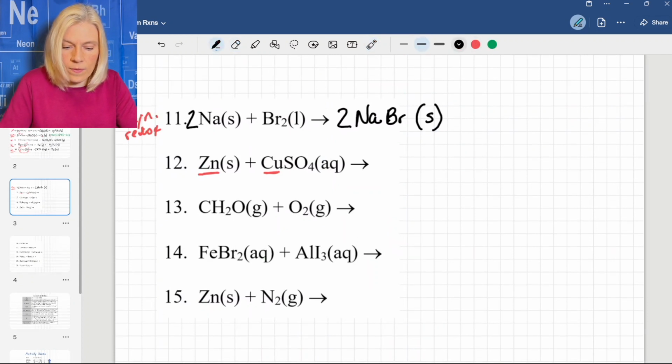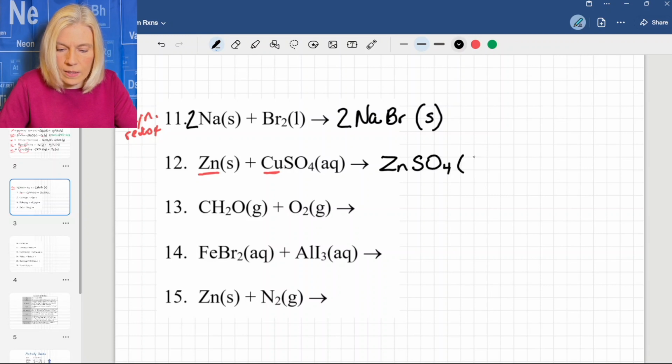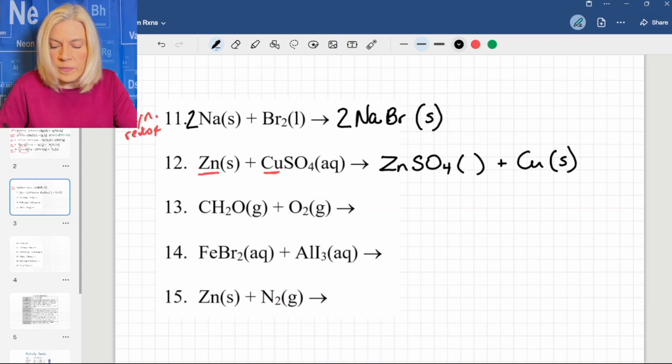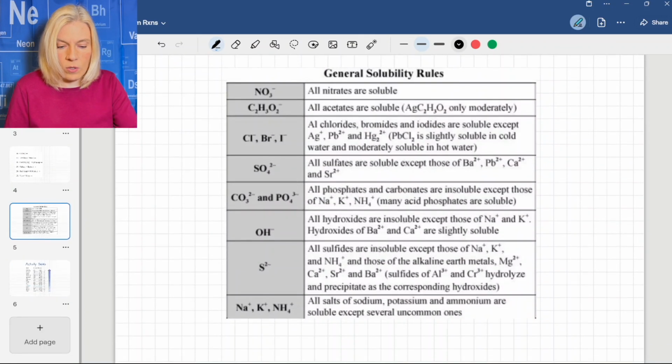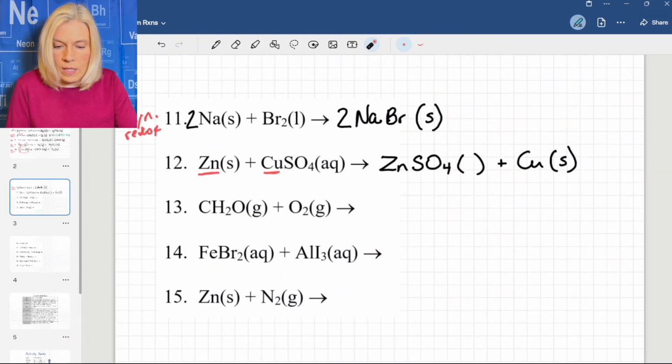So we will have zinc sulfate plus copper solid. And this is balanced nicely. We have to quickly figure out our solubility rules. Here are our sulfates. They are all soluble except with barium, lead, calcium, strontium. So this one will be AQ.